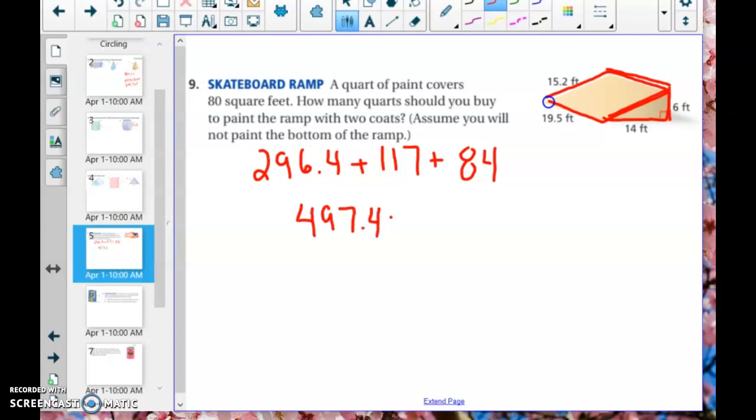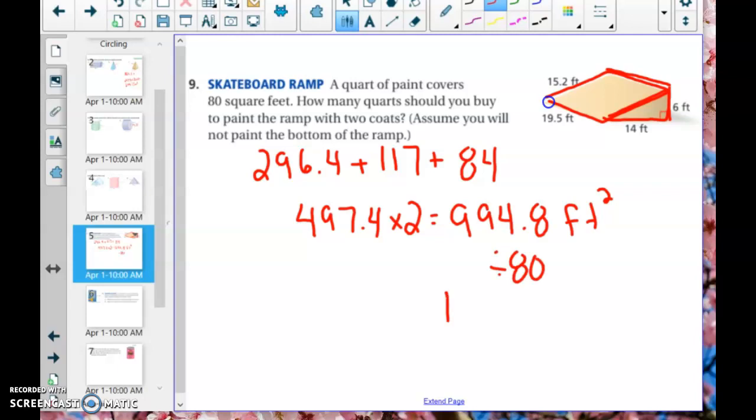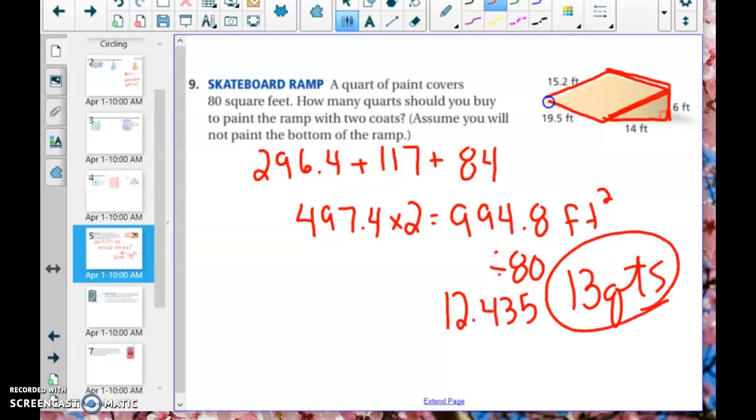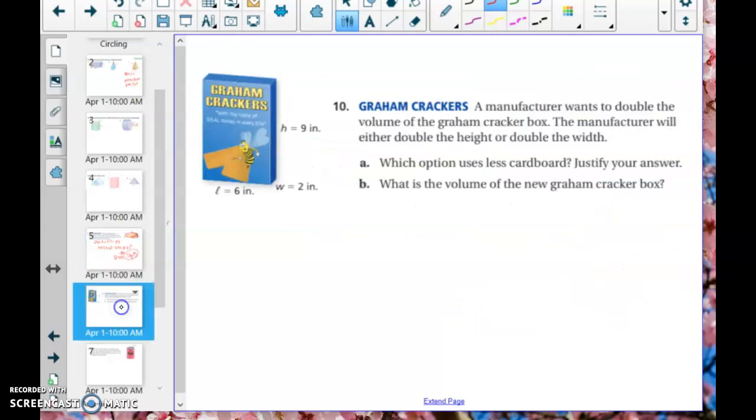497.4. But you're going to give it 2 coats, so I'm going to times that by 2, which means I need 994.8 square feet of paint to cover it. So if each quart of paint covers 80 square feet, I'm going to divide that by 80, which then means I'm going to need 12.435 quarts of paint. However, you can't buy 0.435 quarts of paint, so you would actually need to buy 13 quarts of paint in order to paint this skateboard ramp.